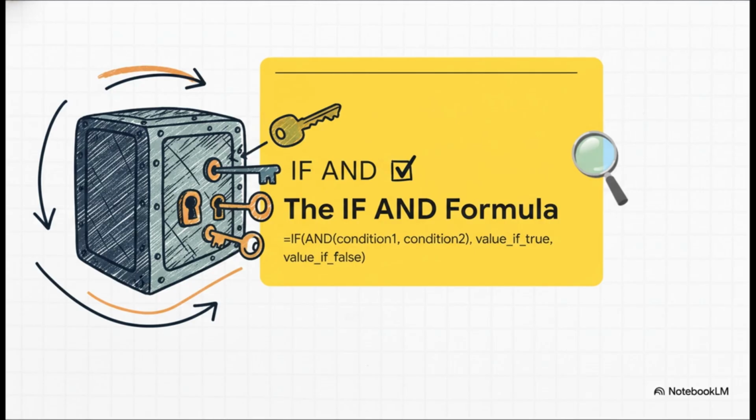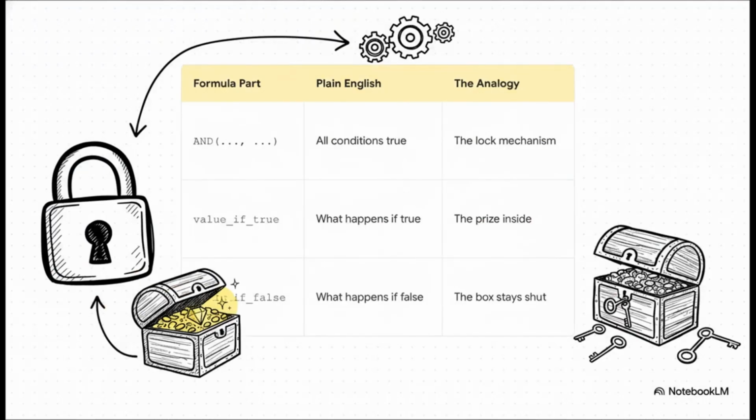The IF part sets up the choice, and that AND function right in the middle, that's the part that holds all our keys, checking to see if every single one of them is correct. And this is where it all clicks. The AND part is the lock mechanism itself. The value if true, well, that's the prize you get when it opens. The value if false is simply what happens if the keys don't work. The box just stays shut. See, it maps perfectly. Real-world examples, enough theory.